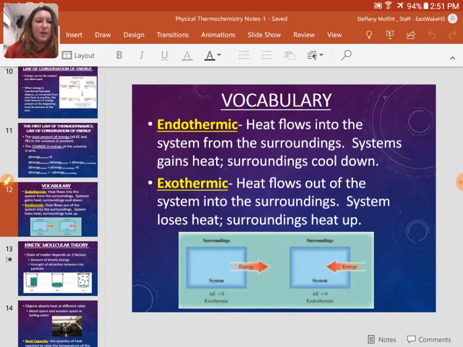Some more vocabulary terms. Endothermic reactions, the heat flows into the system from the surroundings. So endothermic, the heat flows from the surroundings, from out here, into the system. The system itself is going to gain heat. The system is going to get hotter, but the surroundings get cool. And then there's exothermic, the heat flows out of the system into the surroundings, so the system itself gets cooler and the surroundings heat up.